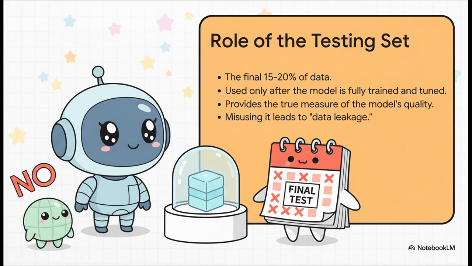After all the training, all the tuning, everything is locked in, we finally let our model see this data. Its score here is its final grade. But you have to be so strict about this. If you even think about using this data to tweak your model, you're cheating. You're committing a cardinal sin in data science called data leakage.